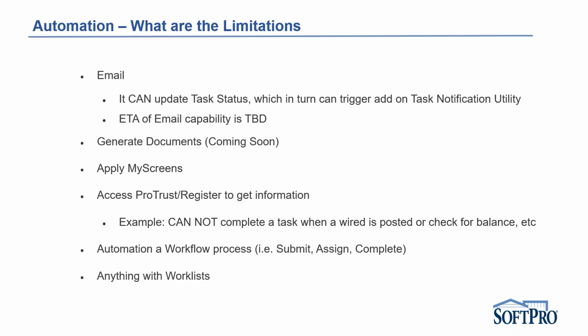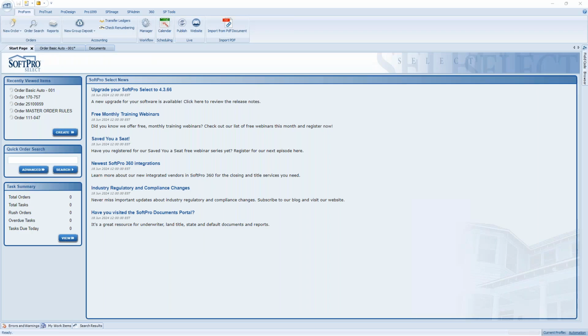So it will not read from or write to or even look at your register in your order or Pro Trust in any way. It also cannot automate workflow if you're using our standard SP admin workflow setup to do your tasks, as far as submit, assign, hitting the button, completing, etc. And it's not going to do anything with work lists if you're using our advanced queries, which are work lists. Okay, so that's kind of the bigger picture, what can it do and what it can't do. So let's go look at automation.